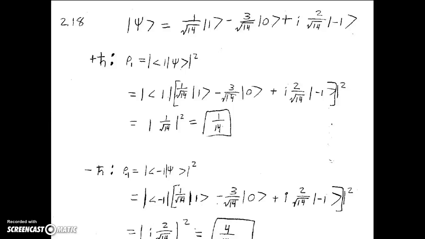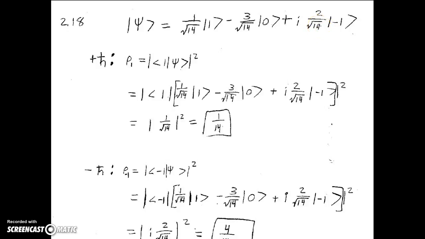So today I'm doing standard 2.1, problem 218, and it gives you a spin 1 particle is prepared in this state. So a spin 1 particle can have 3 different spins. It can have 1, 0, or negative 1.